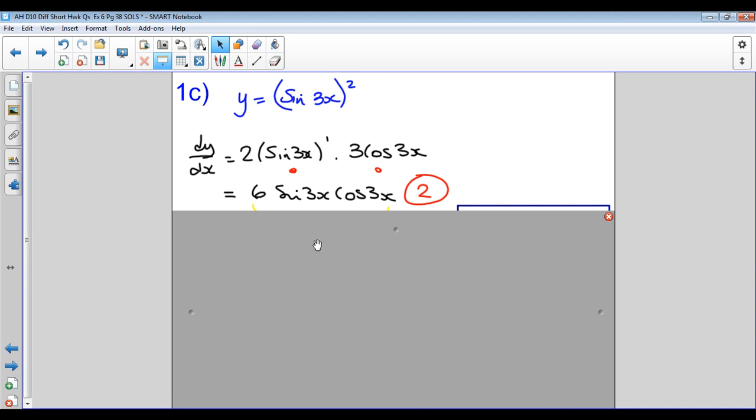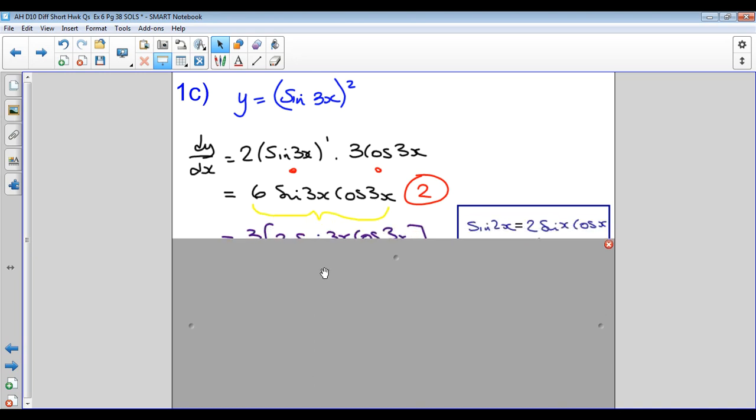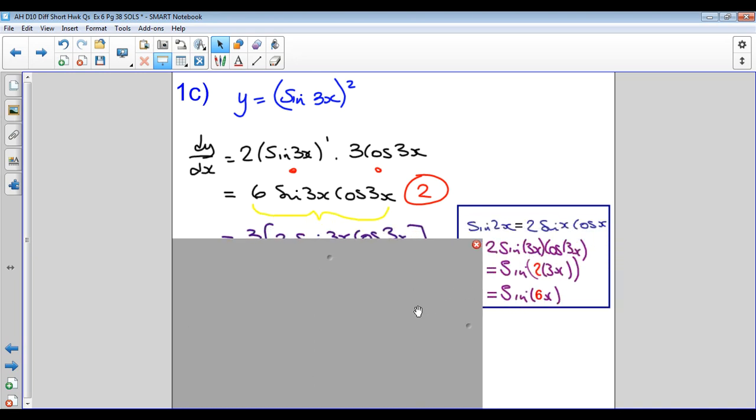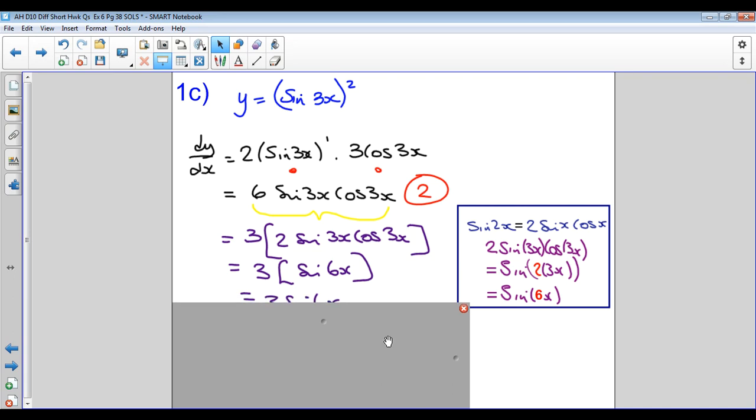But just in case anybody realised that 2 sine cos is actually a double angle. So if sine 2x is 2 sine x cos x, then 2 sine 3x cos 3x is the same as sine 2 lots of 3x. You could actually call it sine 6x. You might not have noticed that, but I'm just putting that out.